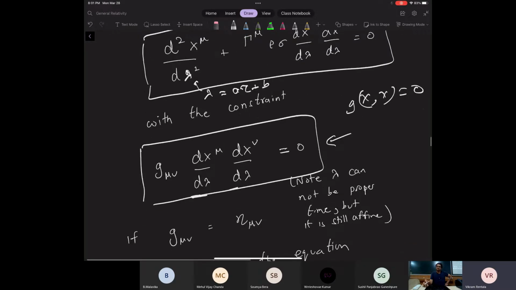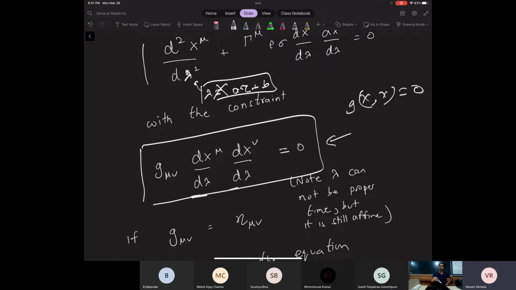But for a null trajectory, proper time is 0. No proper time elapses, but you can still define an affine parameter. It's just that this relationship, lambda equals a tau plus b, is not a valid relationship for null geodesics. Lambda is still an affine parameter, though.